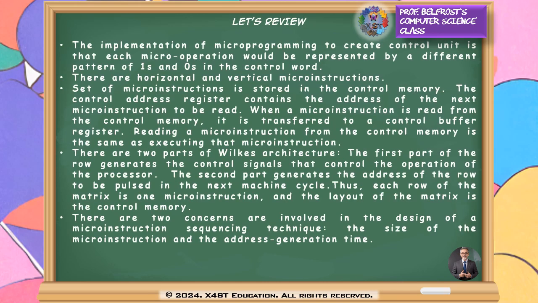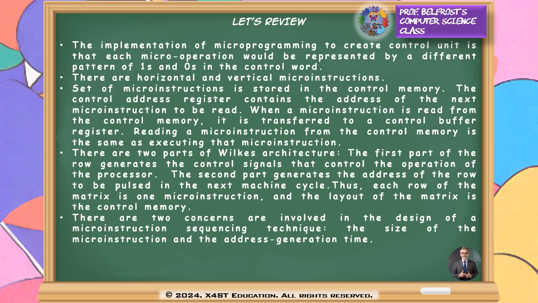Let's review our last lesson first. The implementation of microprogramming to create a control unit is that each microoperation will be represented by a different pattern of ones and zeros in a control word. There are horizontal and vertical micro instructions, just two types. A set of micro instructions is stored in the control memory. The control address register contains the address of the next micro instruction to be read. When a micro instruction is read from the control memory, it is transferred to a control buffer register (CBR). Reading a micro instruction from the control memory is the same as executing that micro instruction.